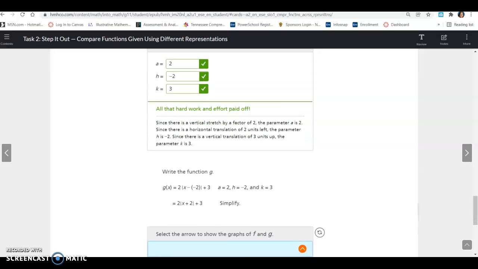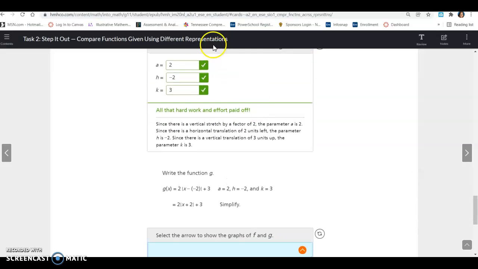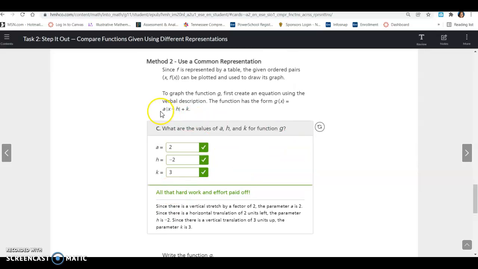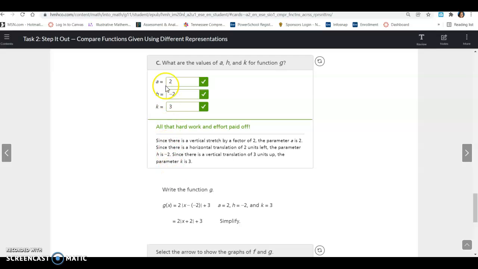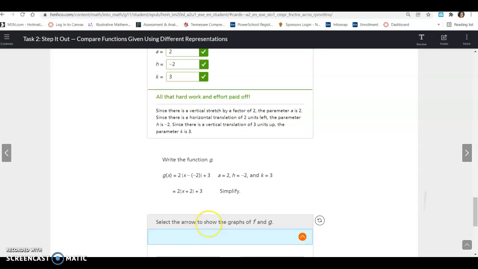All right. And then all you do with the a, h, and k is plug it into that general form. So you take a, h, and k from this equation and you plug in these values, and you can see that it's going to be 2 times the absolute value of x minus negative 2, and that's where it becomes plus 2. And then outside the absolute value is your vertical movement of plus 3, and that stays the same.